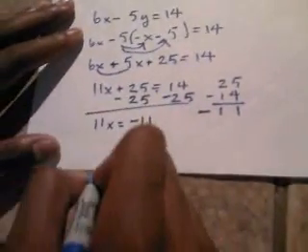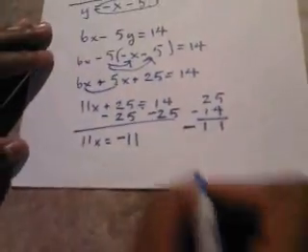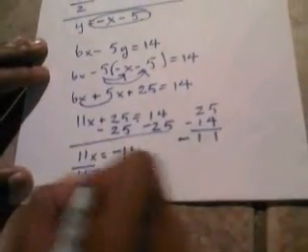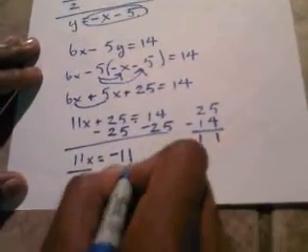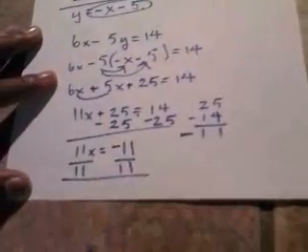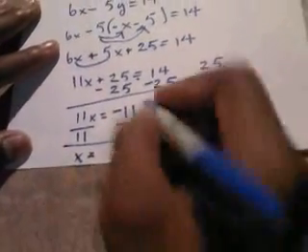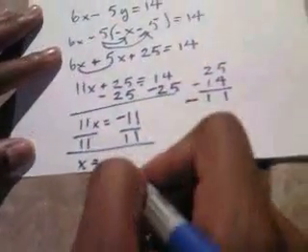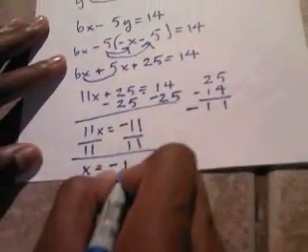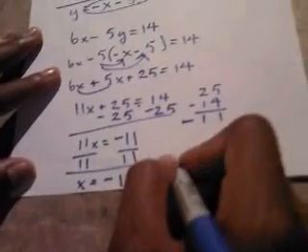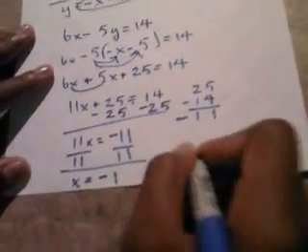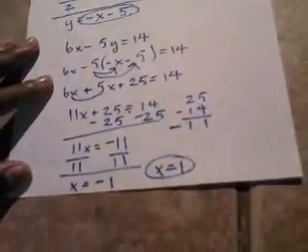X still has a coefficient, which means it's not completely solved yet. So you want to divide both sides by positive 11. And you now have x equals negative 11 divided by 11, which is negative 1. So now you know x equals negative 1. It's the first part of the problem.